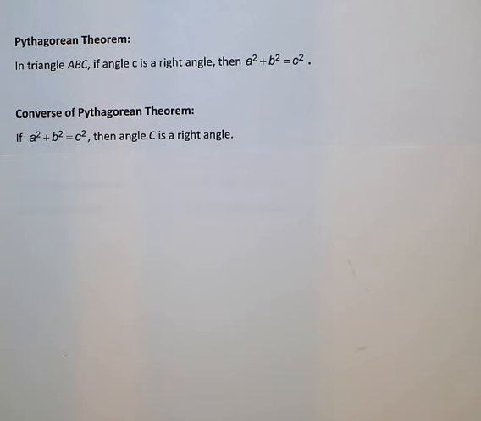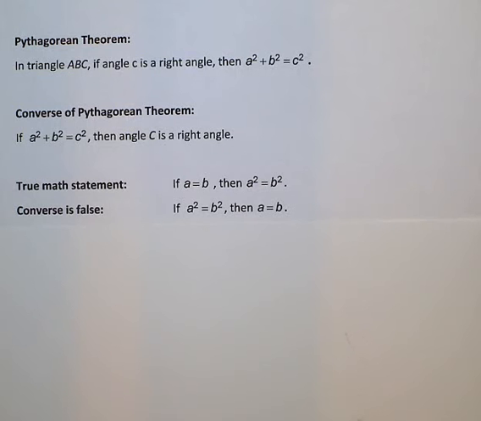But there are many true statements in mathematics for which the converse is not true. For example, if a equals b, then a squared equals b squared. This is a true statement. The converse says, if a squared equals b squared, then a equals b. This is not a true statement because it could be the case that a equals negative b instead. So again, the converse of a true statement need not be true.